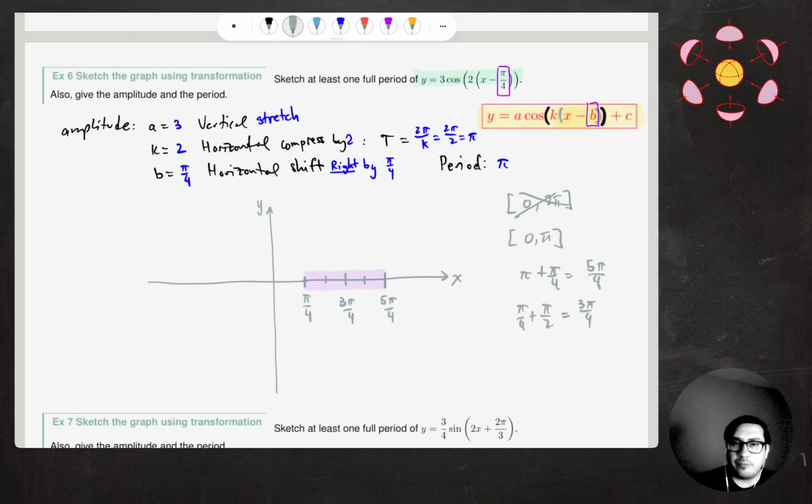Okay, but we got our tick marks. Next, we're going to do vertical stretch by 3. So we're going to go, instead of 1 and minus 1, we're going to go up by 3 and then down by 3 as well. And now we're ready for the 5 points.